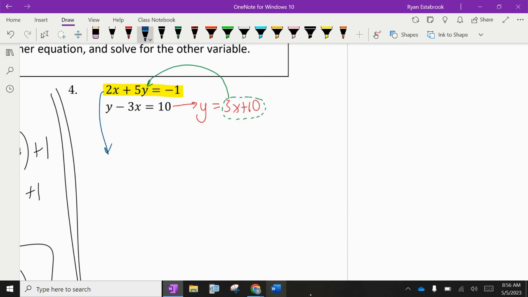So now this top equation, the one I have highlighted in yellow, I'm going to rewrite. It's 2x plus 5 instead of y. Here's my substitution. I'm going to plug this in for y. I'm going to plug the 3x plus 10 where that y was written. Everything else in that yellow equation is exactly the same. The great news about this new equation is that there's only one variable. That variable is x. So distribute, combine, subtract, divide. Do what you need to do to solve this equation for x.